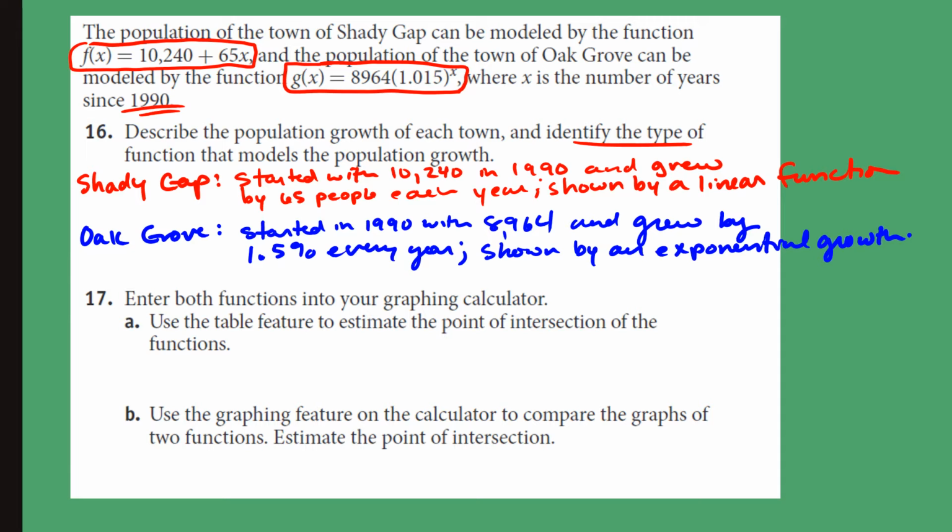So now it wants us to enter both functions in a graphing calculator and then use the table feature to try to figure out when both of the populations were the same, or the point of intersection, and then also use just the graphing function to find that point of intersection. So go try to do that on your own in GeoGebra, and we'll see how you do.